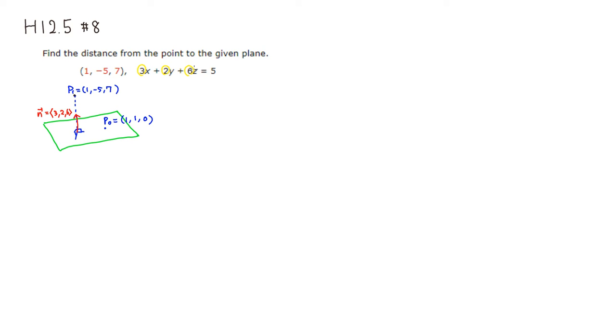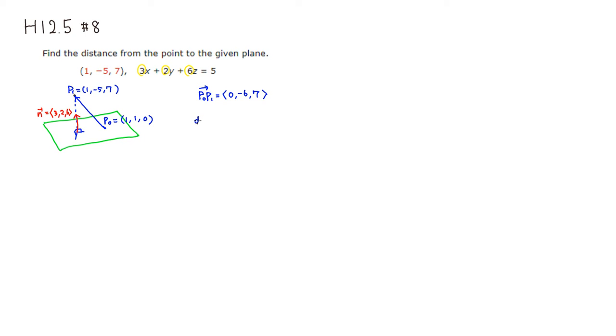Now we have to look at the component of the vector P0P1 in the direction of the normal vector. So let's find the vector P0P1. It's 1 minus 1, which is 0, which is nice, and -5 minus 1 is -6, and 7 minus 0 is 7. Then the normal vector we already know.